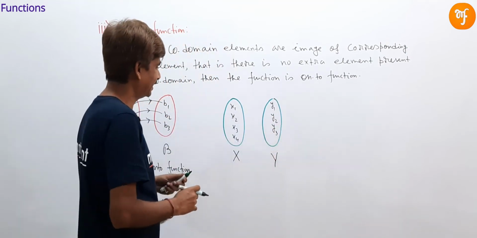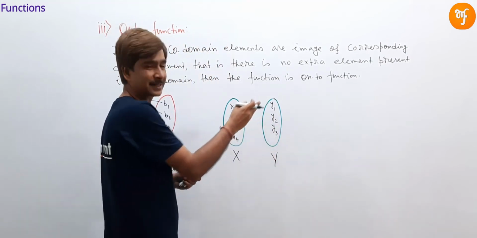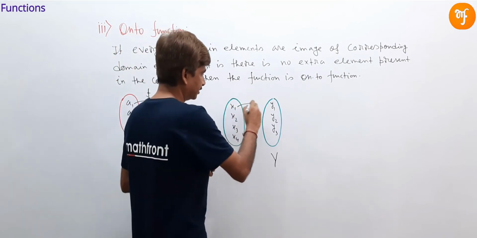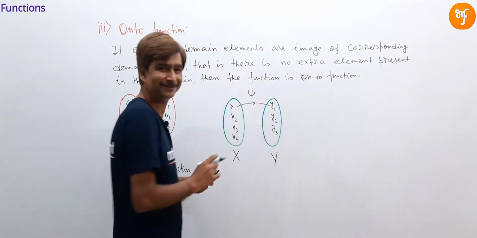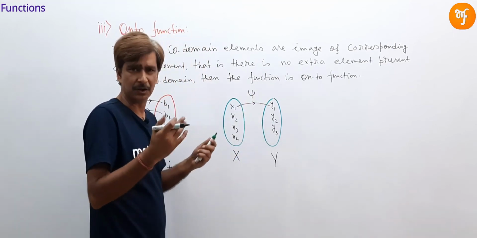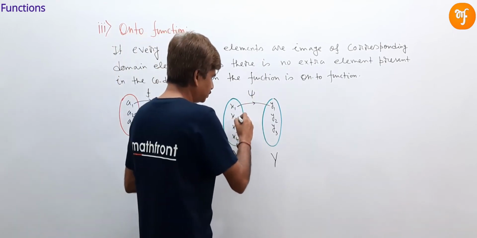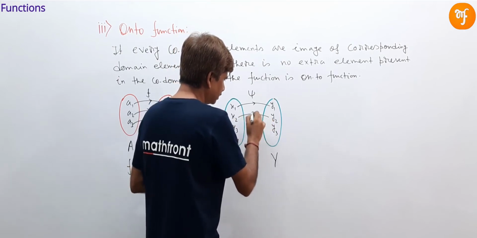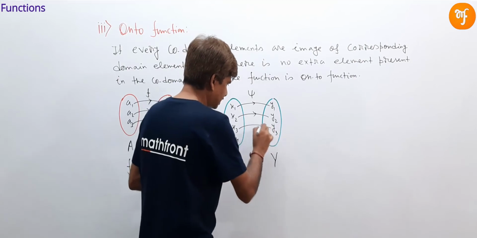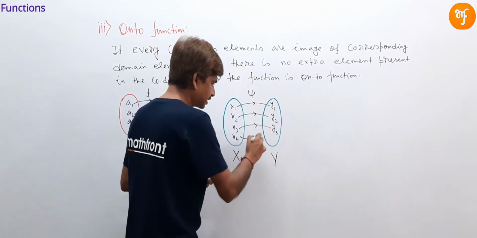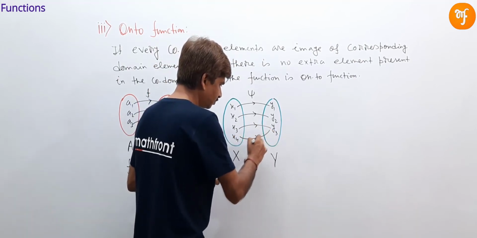Okay, now Y1 is the psi image of X1. So here we declare psi is the relation, as well as a function also. And X2 has psi image Y2, X3 has psi image Y3 and X4 has also psi image Y3.